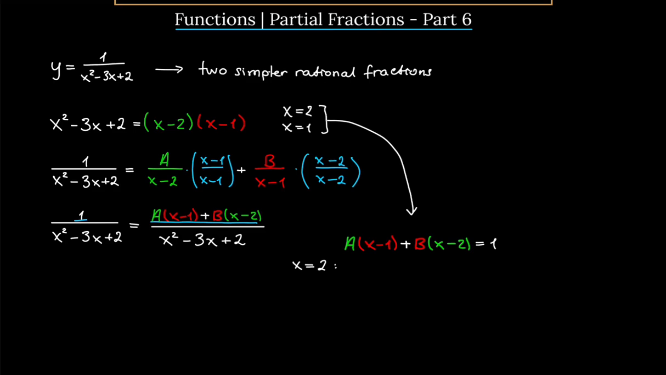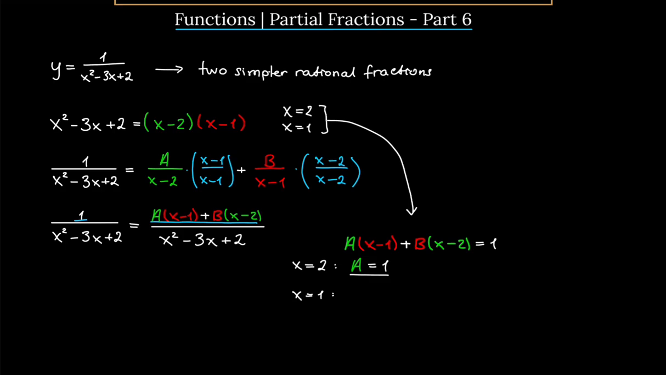So for the first case, when x is equal to 2, the b is going to vanish because it's going to be multiplied by 0. However, the a component will remain. What we get is going to be a multiplied by 2 minus 1, which is just 1, and equals 1. So we have found the value of a.